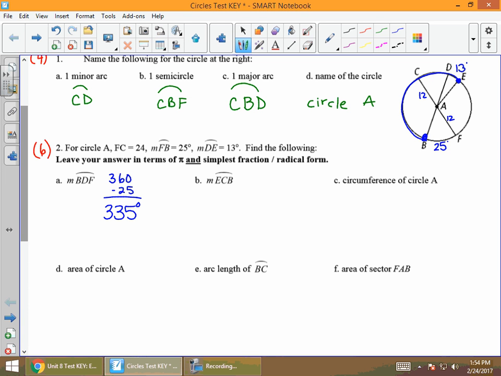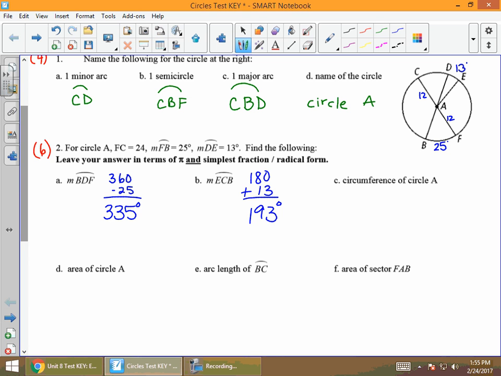Well, as I look at this, I'm going to show you the semicircle here. BD is a diameter. So from BCD, this half is 180, plus an extra 13. So I have to do 180 plus an extra 13 is 193 degrees for part B.